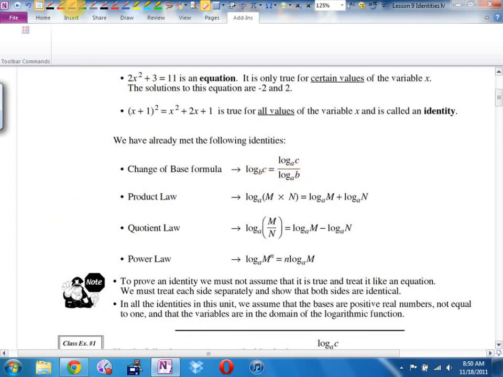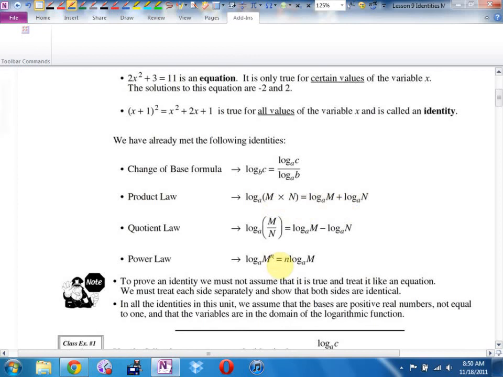The log base B of C is the log base A of C over the log base A of B. The product law, multiplying two logs inside the log, is the same as adding outside the log. The quotient law and the power law. What we're going to look at today a little bit is trying to prove them.